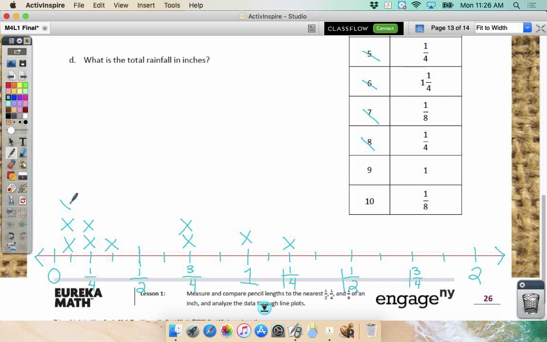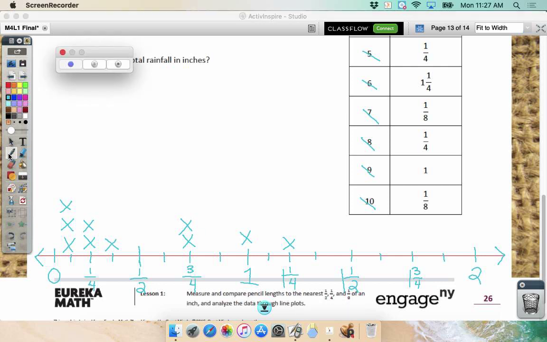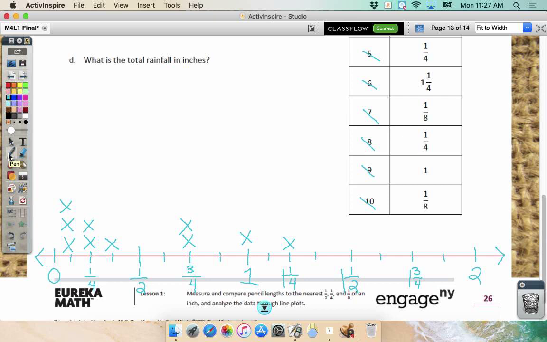And so when I'm all done, how many X's should I have on there? 10. I should have 10 X's. Just a minute. 1, 2, 3, 4, 5, 6, 7, 8, 9, 10. All right, so that's how you would make a line plot with 8s.